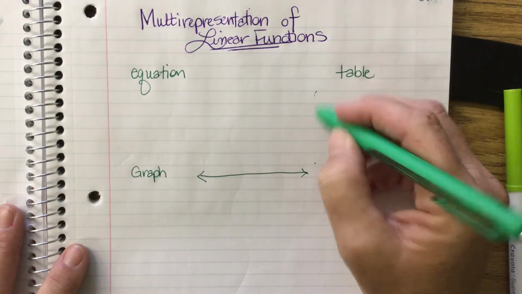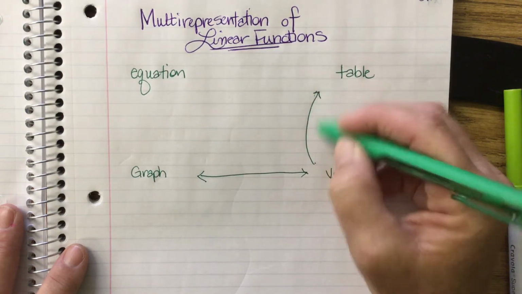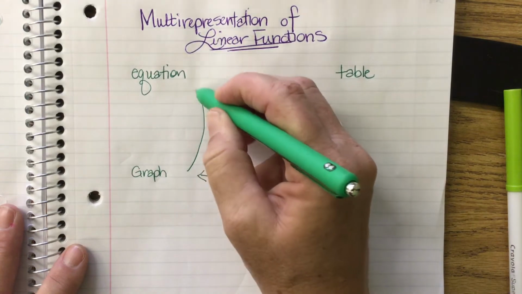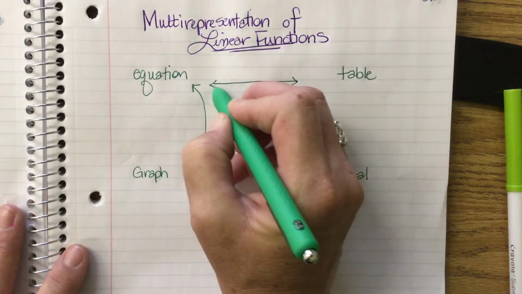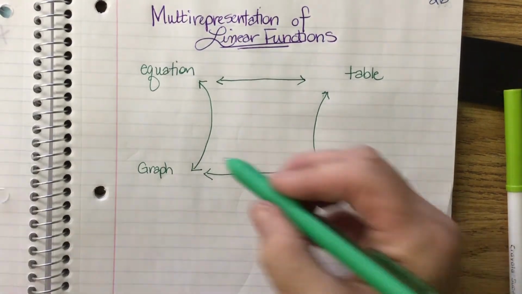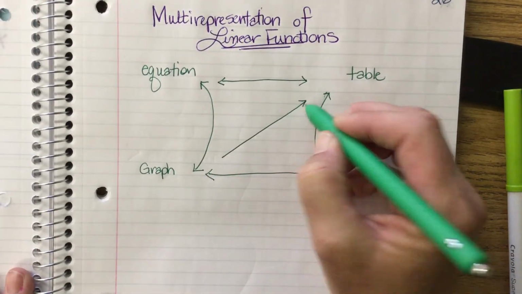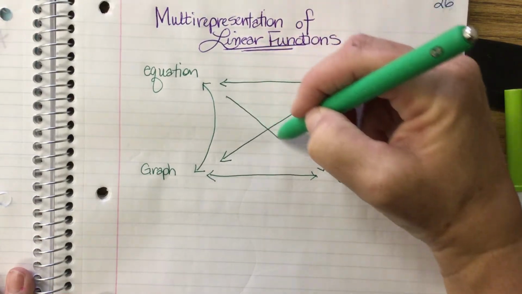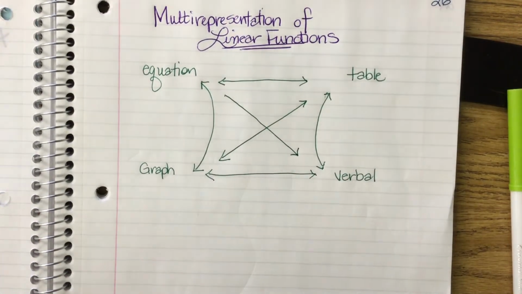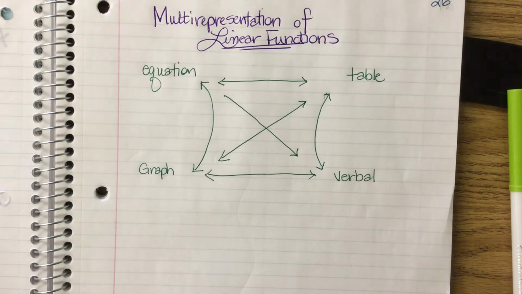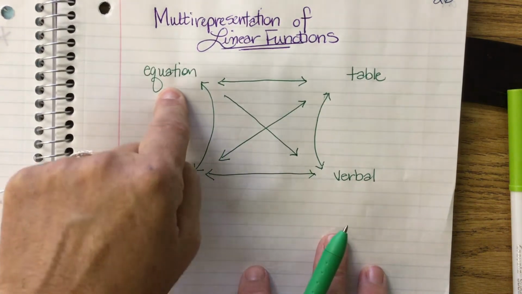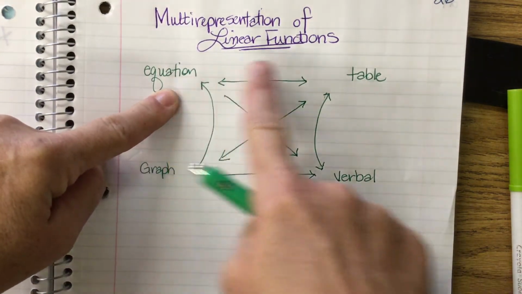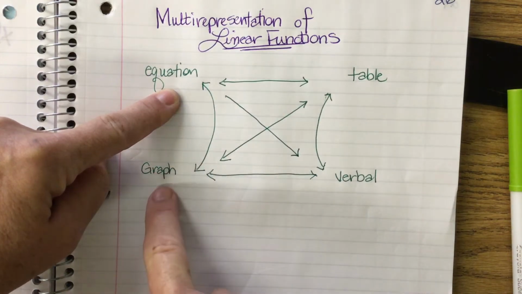Our goal is to be able to go back and forth from each one of these fluently, okay? You can also go from a graph to a table or from an equation to a verbal, okay? And so the beauty of it is in 7th grade you were introduced to this, but we're going to take it one step further. Today I want to focus on given an equation, how do you determine the table and how do you determine the graph?